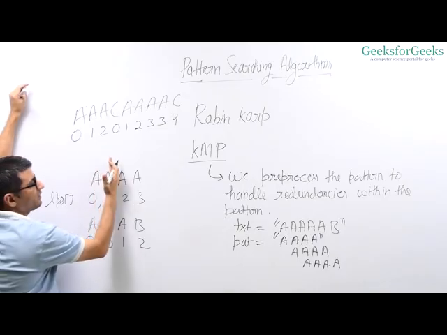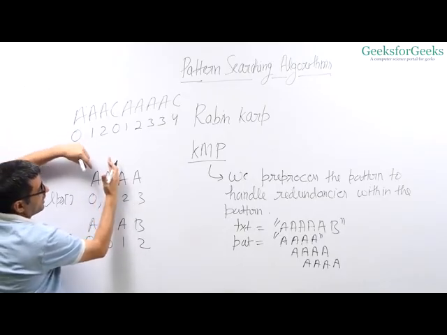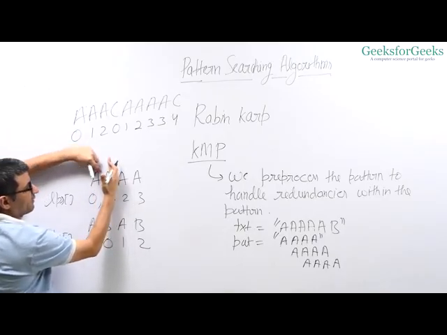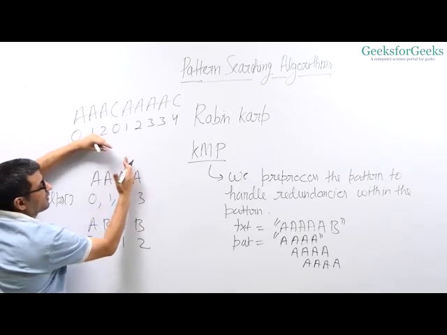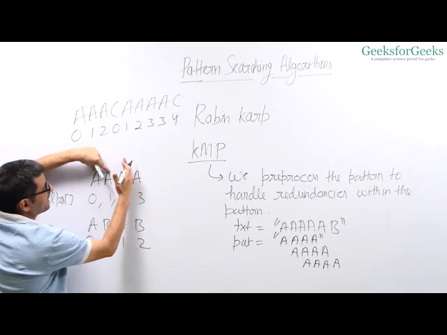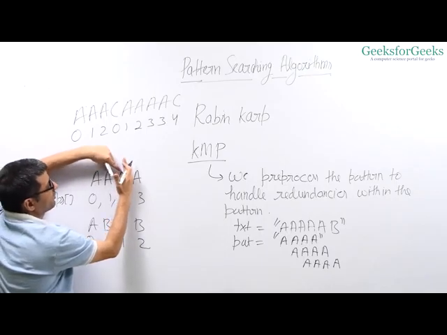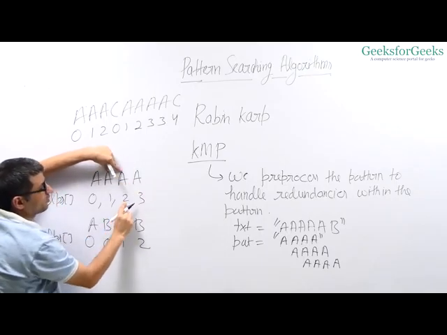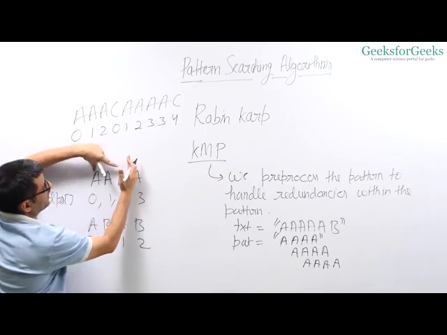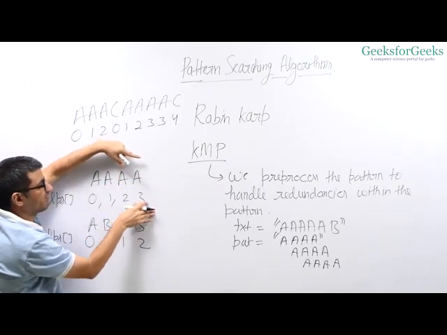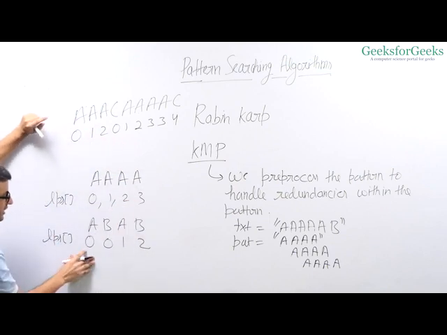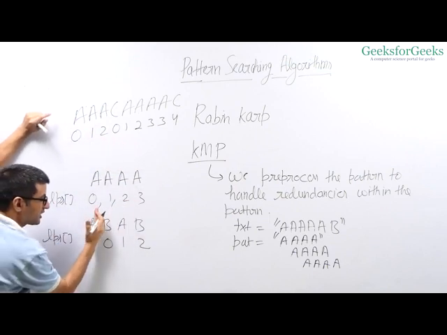So when I come here, there is a proper prefix A, which is also suffix. So I get the value as 1. When I come here, I see there is a proper prefix of length 2, which is also a suffix. So I get 2. When I come here, I see there is a proper prefix of length 3, which is also a suffix. So I get the value 3. Let's take this example. First, always 0.